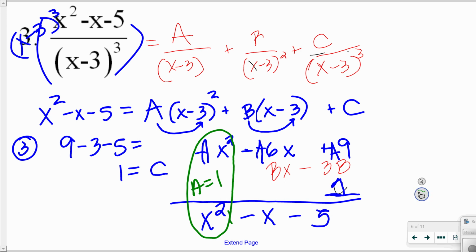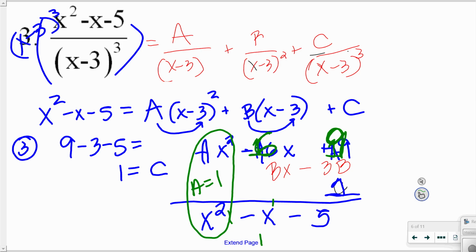Caitlin, what am I going to do with that A, do you think? Put it into the y. So A's 1, I'm going to put it right here. I get 6x. I'm going to put it right here. I get 9. So now I'm done, pretty much, right?